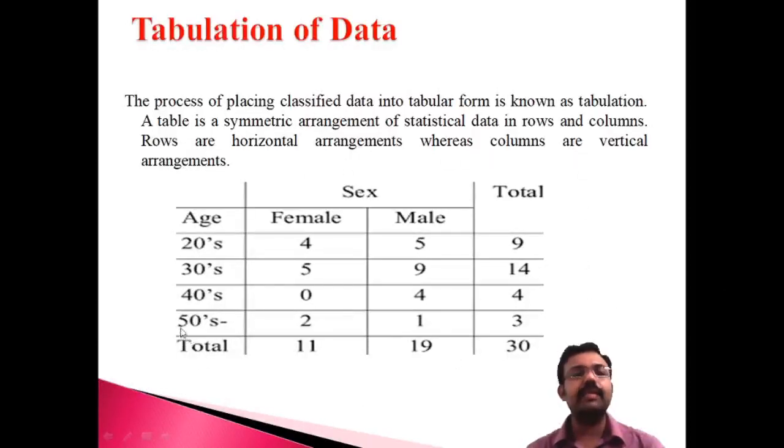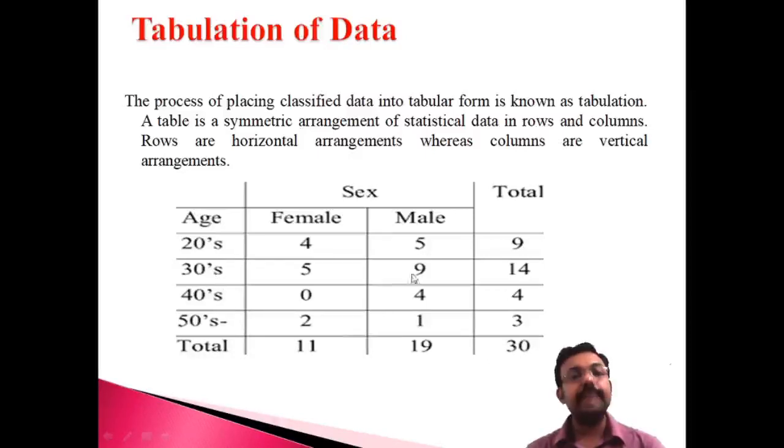For example, there is a relation between age and sex. There are different age groups: 20, 30, 40, 50, and it is classified again sex-wise, that is gender-wise, male and female, with the total for each age group. In the age group of 20, there are 4 females and 5 males, and the total is 9. Similarly, in the 30 age group, 5 females and 9 males make 14. In 40, there are no females and 4 males, and the total is 4. In the 50 age group, there are 2 females and 1 male, and the total is 13. The total number of females is 11, the total number of males is 19, and the total of the age groups is 30.